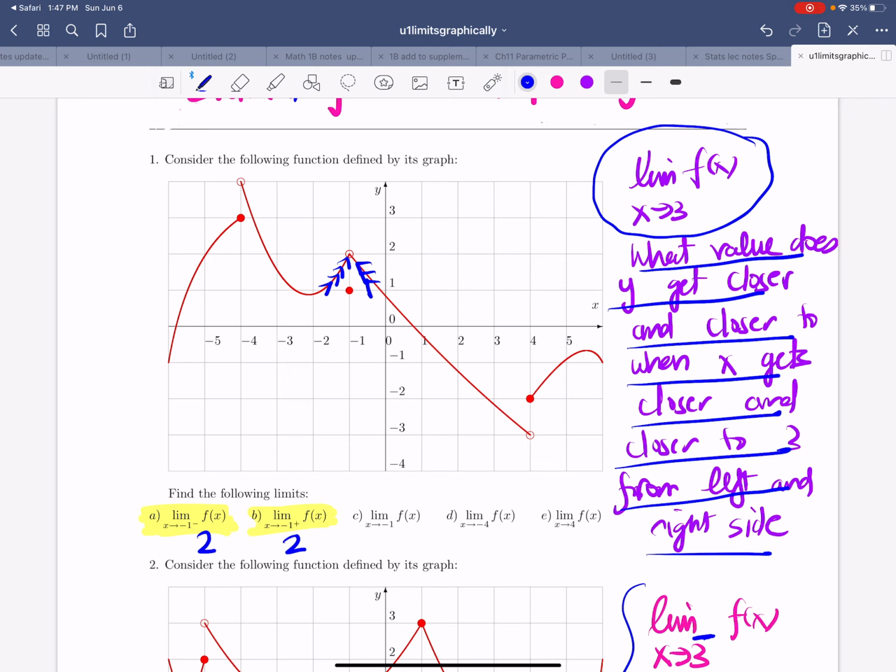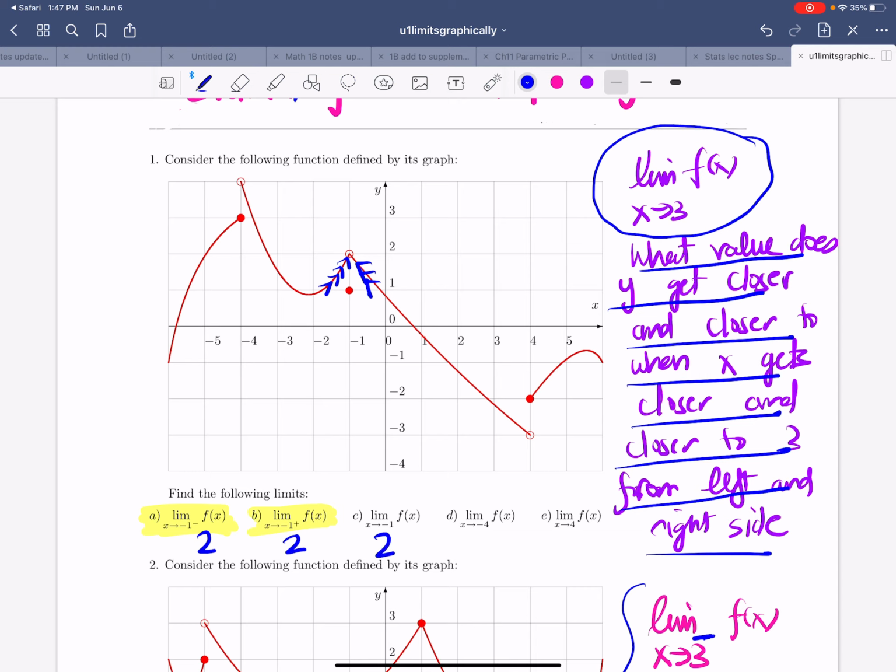If both left and right hand side limits are equal, we can say the limit exists, and it would be the y value that it's approaching from the left and right hand side. So in this case, y is getting closer and closer to 2 as we're coming closer to -1 from the left hand side and from the right hand side. So we would say the limit is 2 in this case.